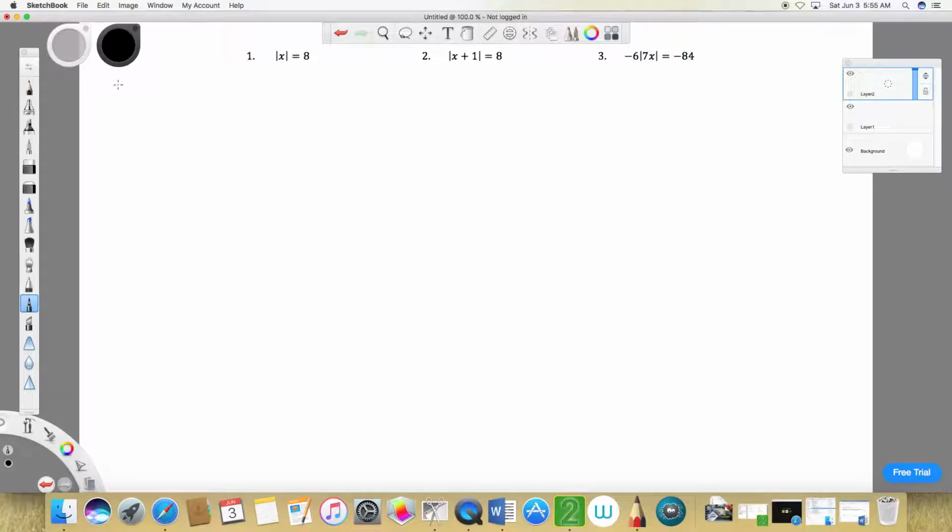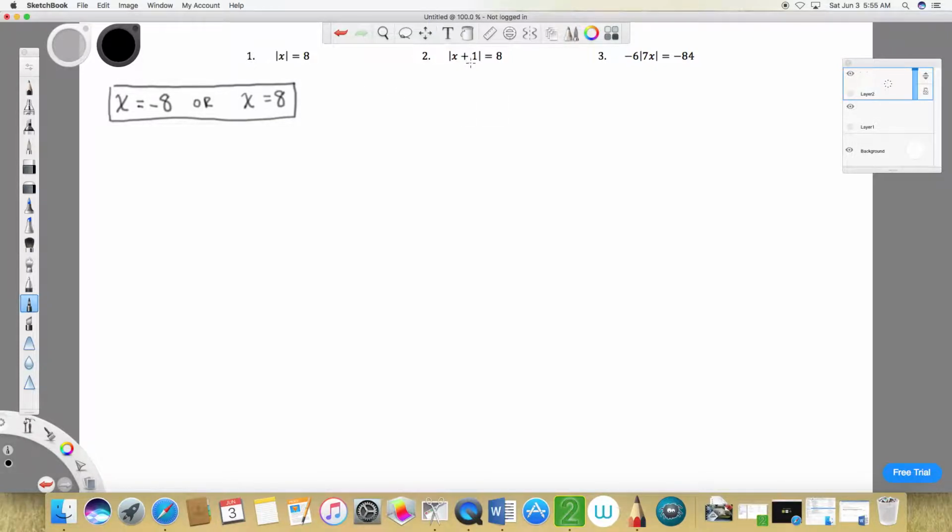You can see by inspection that if x were allowed to equal -8, the absolute value of -8 is equal to +8, or if x were equal to +8, the absolute value of +8 is equal to +8. So those are our two solutions for problem number one.